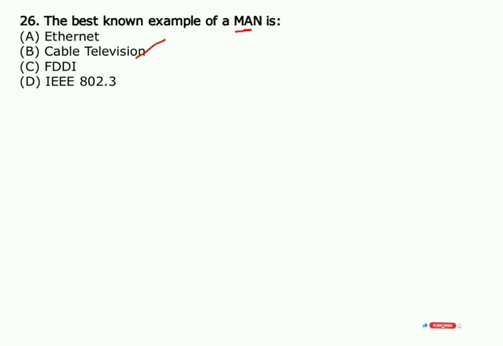Whereas FDDI is a set of ANSI and ISO standards for data transmission up to 200 kilometers. The FDDI protocol is used in the professional protocol. And Ethernet is a family of computer networking technologies using LANs and MANs. And IEEE 802.3 is a working group for wired Ethernet. Option B is correct.